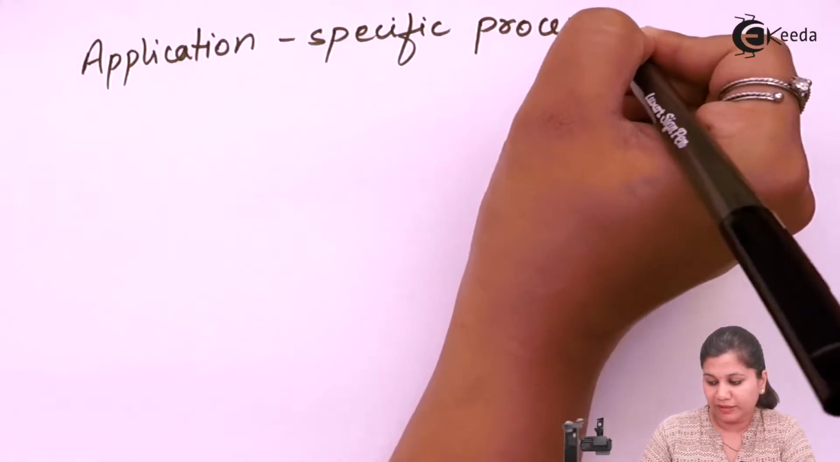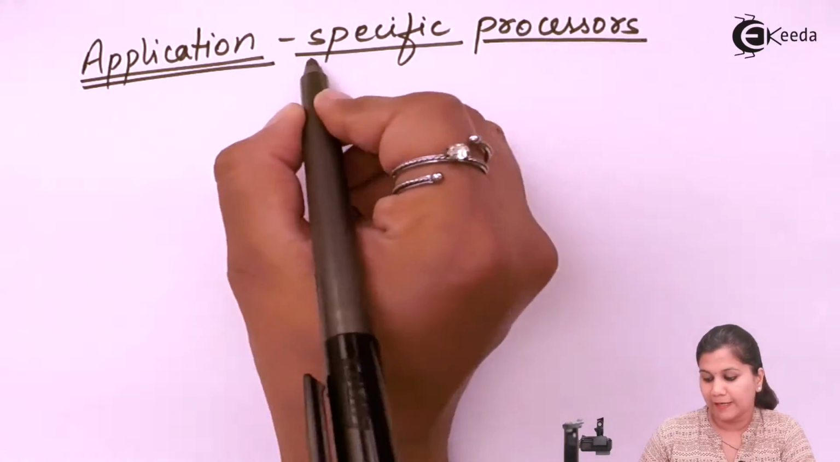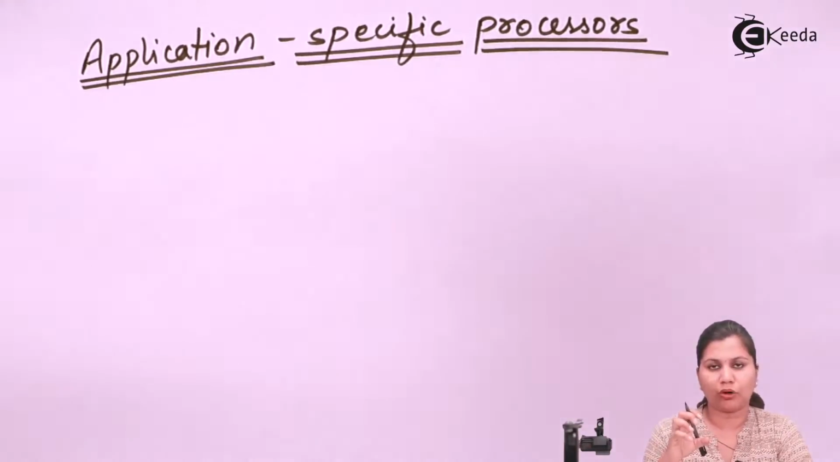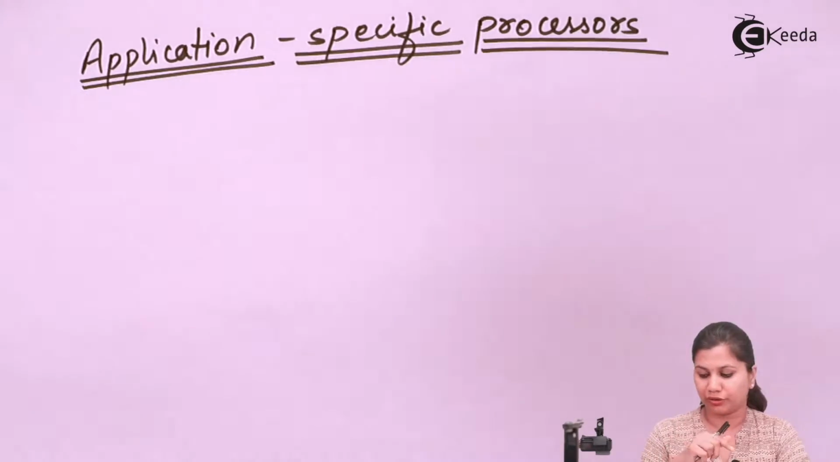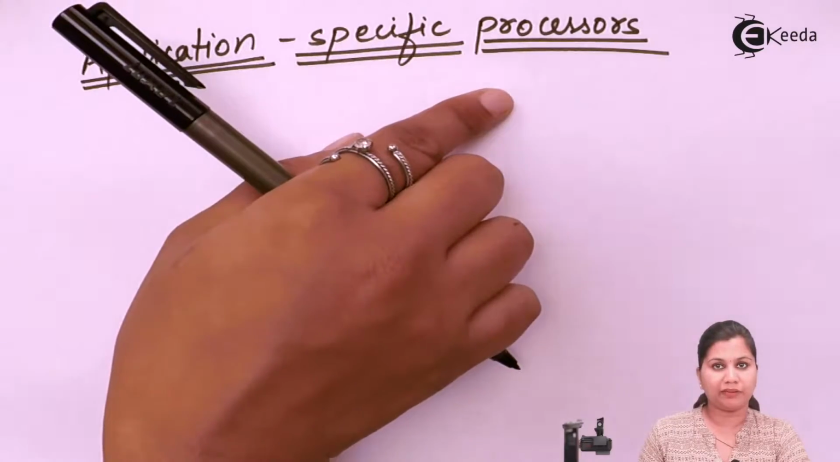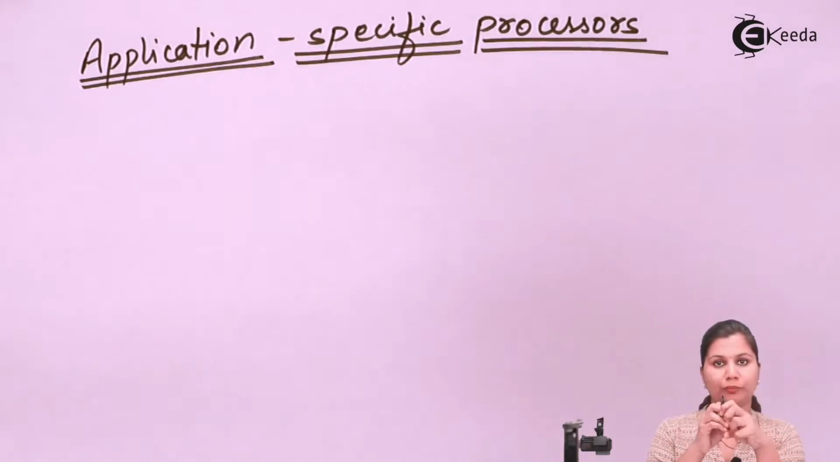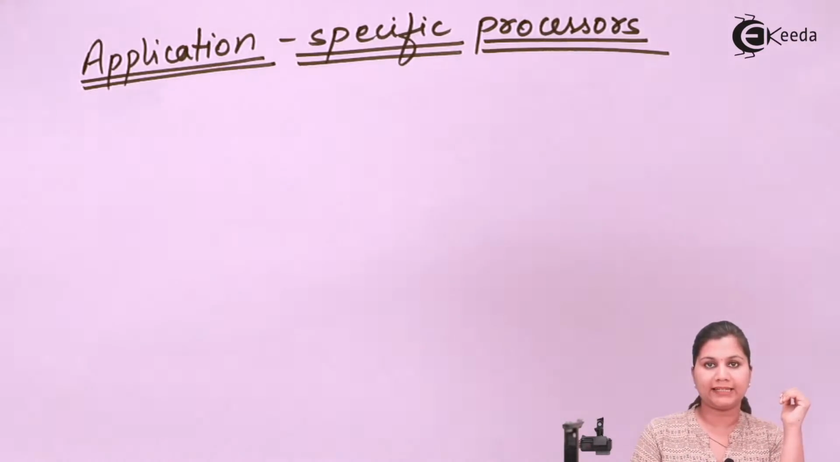Now, what is the difference between single purpose and application specific processors? Single purpose processors are developed in very small quantity, and they do only one particular function. But in an application specific processor, there is a group of applications, and for that group of applications we are developing the processor. Let's take an example.